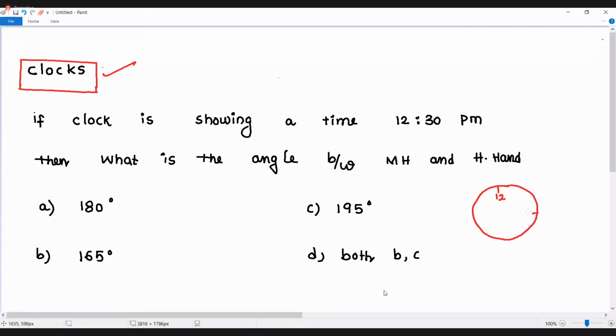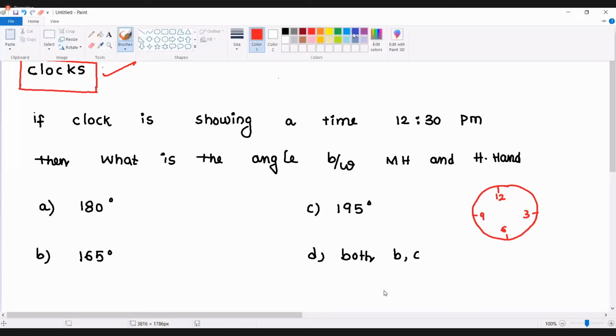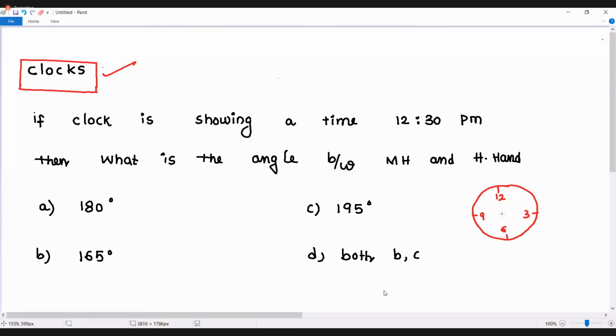We'll be having 12 hours: 12, 3, 6 and 9. If the time is 12:30, what is the angle? 12:30 means the hours hand will be pointing towards 12 and the minutes hand will be pointing towards 6. So this is the position of the minutes hand and hours hand.